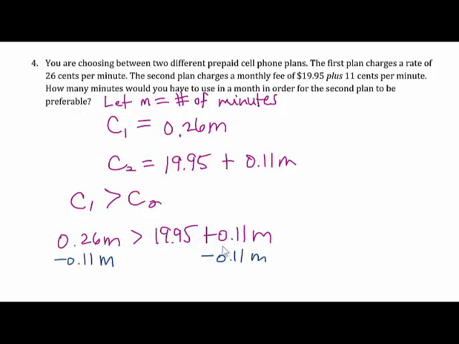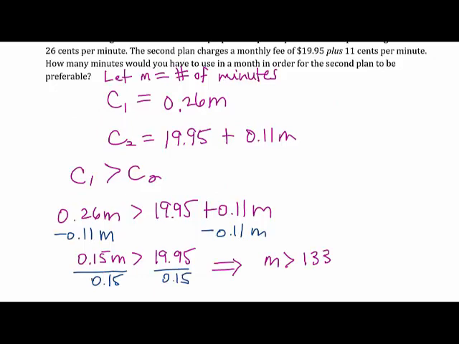To do that, we'll first subtract 0.11M from each side, and we get 0.15M is greater than $19.95. Then lastly, divide each side by 0.15. And we see that M is greater than 133. What that tells us is that the number of minutes you would have to use in a month in order for the second plan to be preferable is something more than 133 minutes. So 134 or greater.